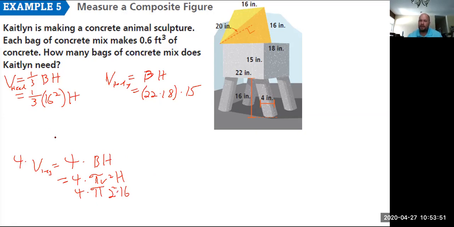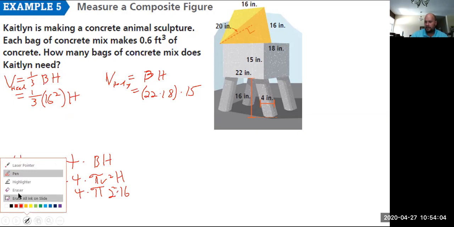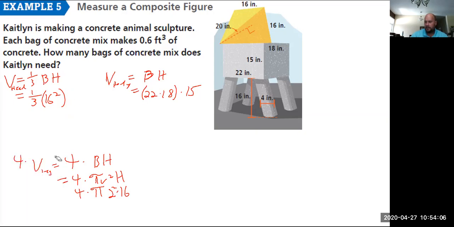So now we have our equation set up. All we gotta do is multiply them out. So 16, oops, I didn't substitute height on this one. 20 was our height on this one. So let's add that in there. So on this one times 20, okay. Multiply it all out. 16 squared times 20 divided by 3. Got 1706.